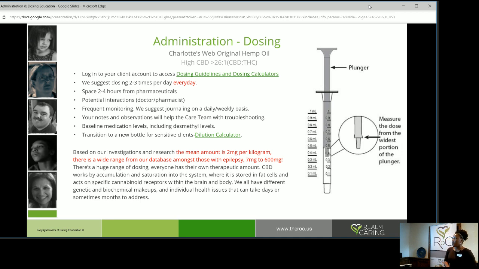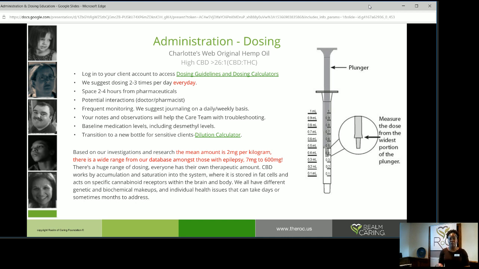Something important to remember is to space CBD 2 to 4 hours before or after pharmaceutical medication. You'll want to write this down. CBD uses what's called the CYP 450 2C19 enzyme. Some medications use this enzyme when being metabolized in the liver, same thing as CBD. So there might be potential for drug interactions.